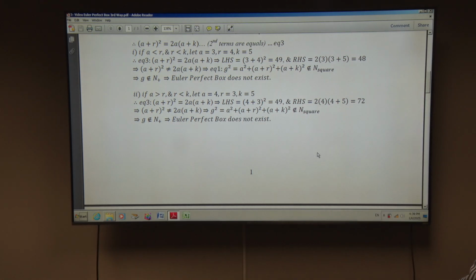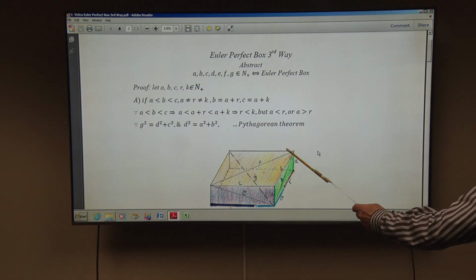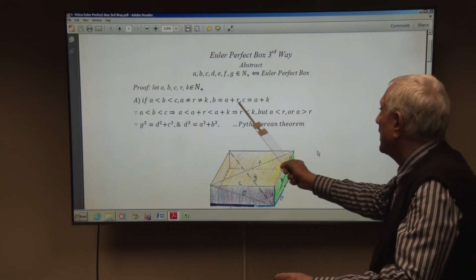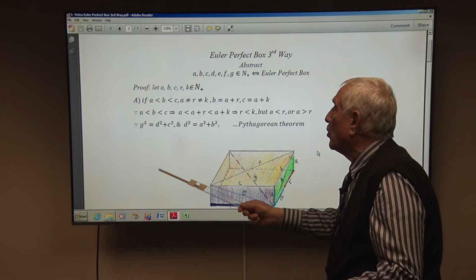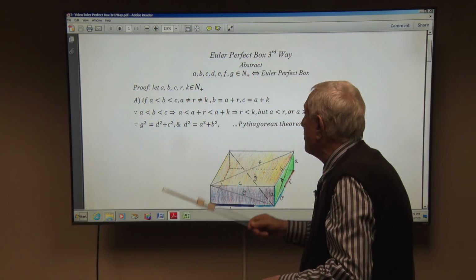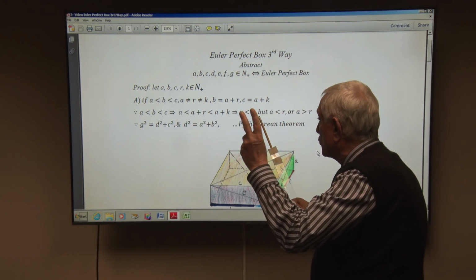This is part A. Do you see part A? Part A, when we have different sizes: A smaller than B, smaller than C. This is part A. What happens if A equals B? Then what happens if A equals R? These are two other conditions.